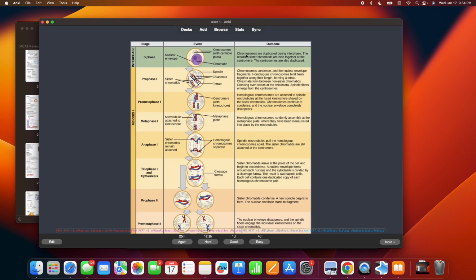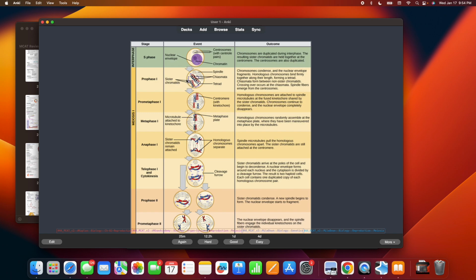So not only chromosomes are duplicated, centrosomes are also duplicated, which contain the centrioles, and the resulting sister chromatids are held together at the centromere. We have two sister chromatids held together at the centromere. Now, this is the event, right?